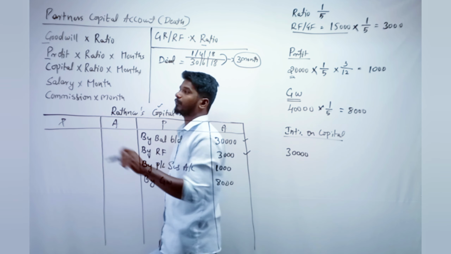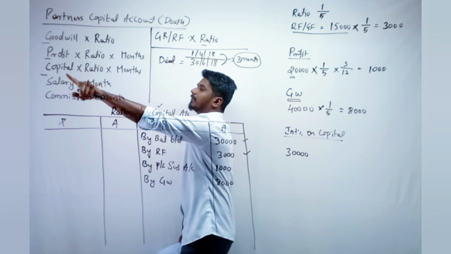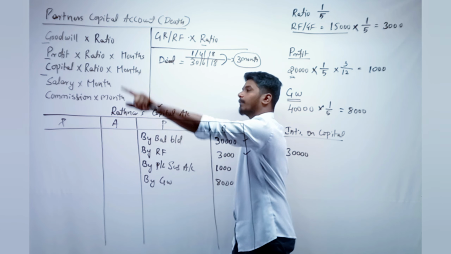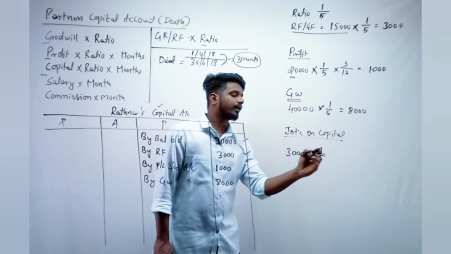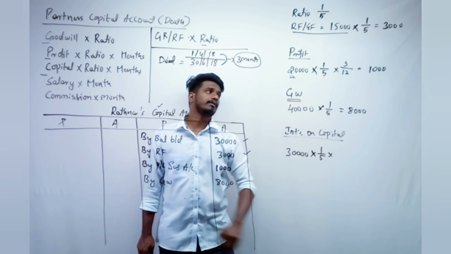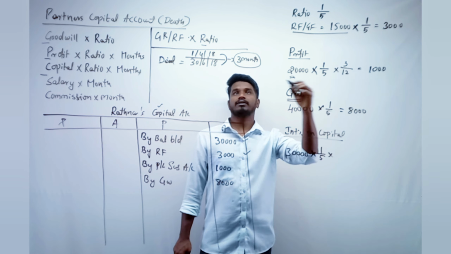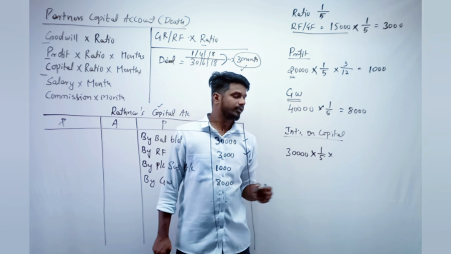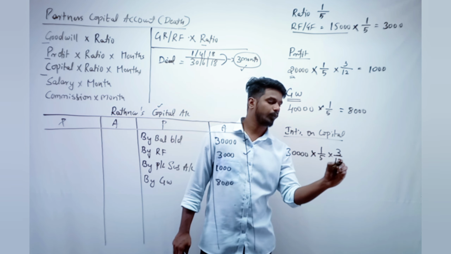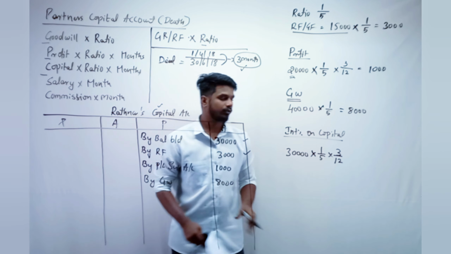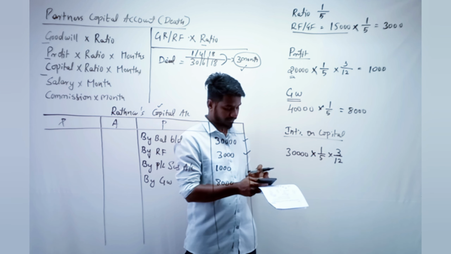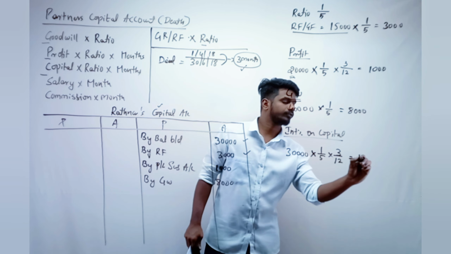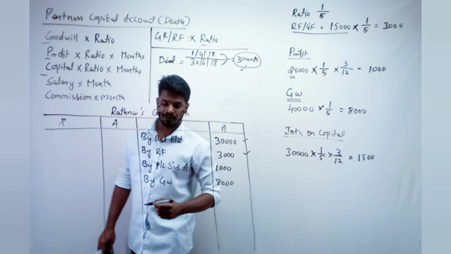So let's see the formula for interest on capital: capital into ratio into months. What is the ratio? 1/5. And what is the month? She was alive for 3 months out of the entire year, that is 12 months. So how much will it be? 30,000 into 1 divided by 5 and into 3 divided by 12. It is 1,500. You also calculate once.